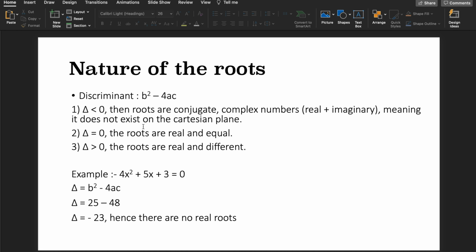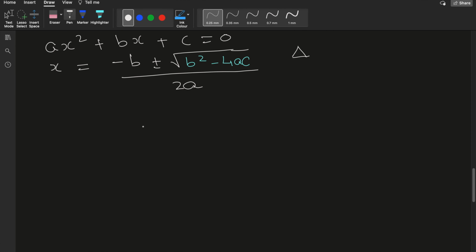So if the discriminant is less than 0, then the roots of the equation are conjugate complex numbers, meaning it's comprised of real and imaginary numbers. Moreover, it does not exist on the Cartesian plane. You can just write it as there are no real roots. The reasoning behind this is very simple. We know that the square root of a negative number is undetermined. So therefore, when this becomes negative, there are no real roots.